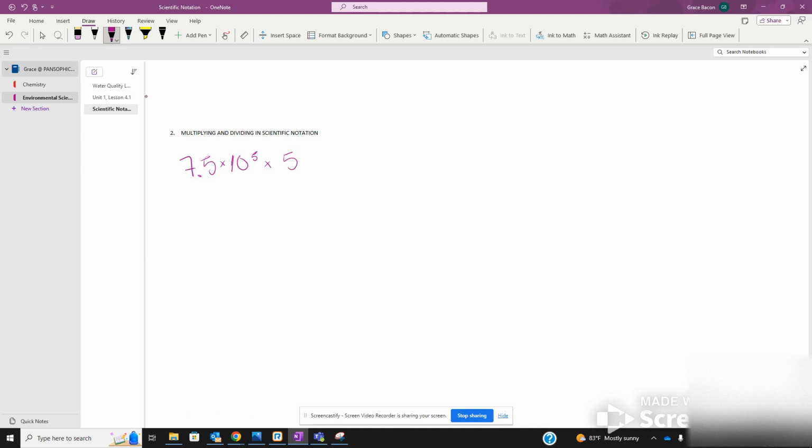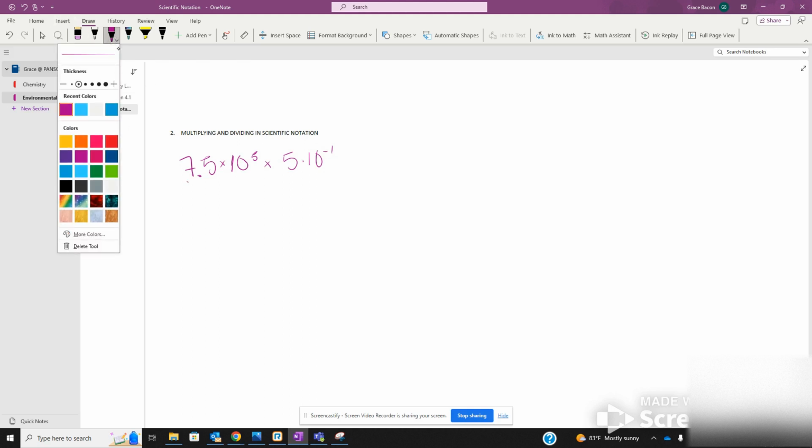Times 5 times 10 to the negative 1. Okay, so I could write this out. I'm going to expand this. Now, you don't have to expand this every time. I'm just going to do it a couple times so that you get the idea, so that it feels more intuitive to you. And then once you learn the rule, you can just use the rule. But I'm going to show it to you the long way first, just so you can get the hang of it. So if I expand, let's color code this.